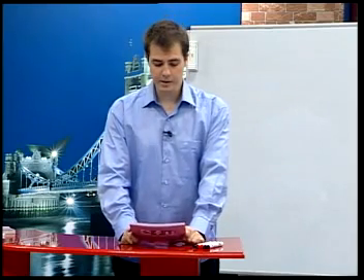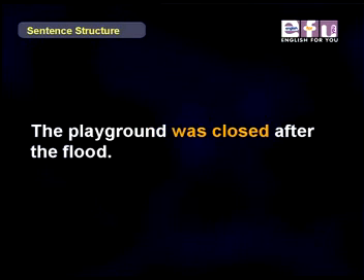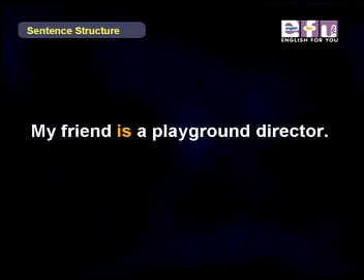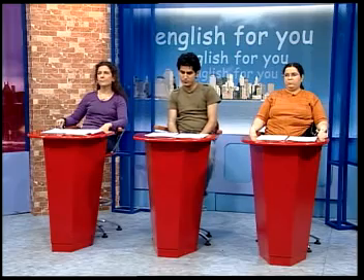In the first sentence, goes is the verb. In the second sentence, was closed is the verb. In the third sentence, can skip is the verb. And in the fourth sentence, is is the verb. Let's practice. Well, I think this short review should be easy for all of you.